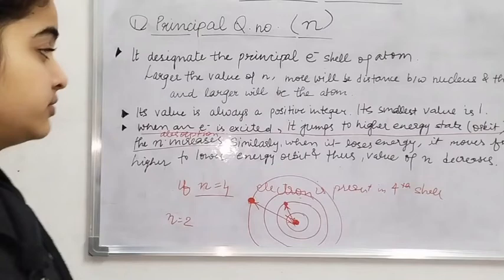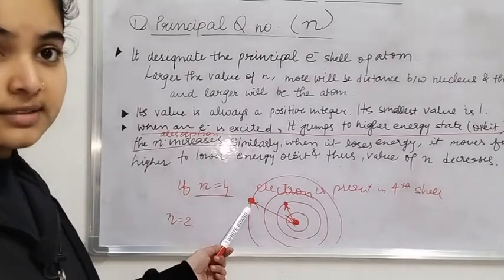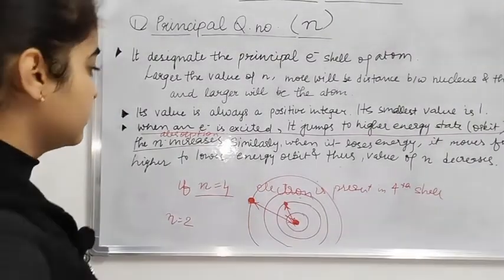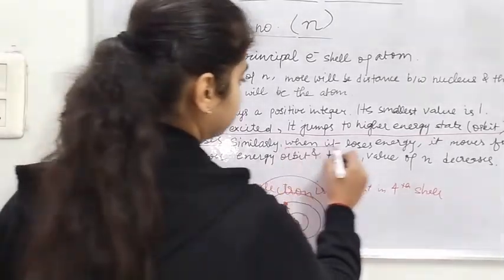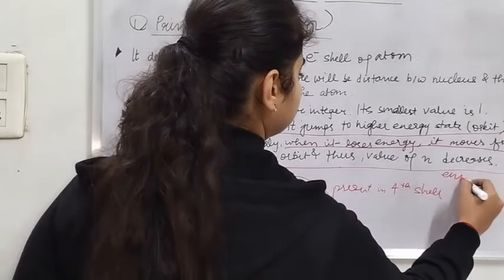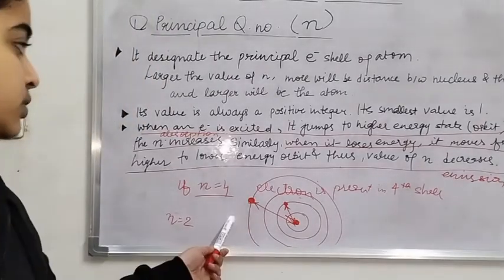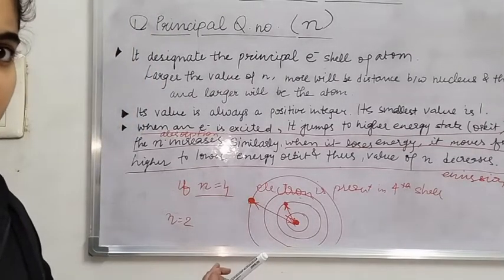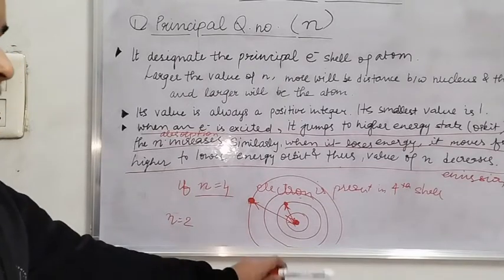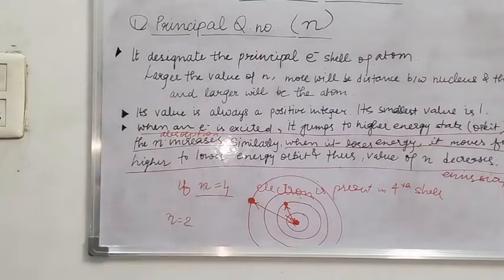And opposite to this phenomenon, when a higher energy electron loses energy and comes to a lower energy state, it is called emission. Because when an electron loses energy, it means it emits energy. If an electron comes from a higher to a lower energy state, then obviously it will emit some energy. So this is all about principal quantum number.